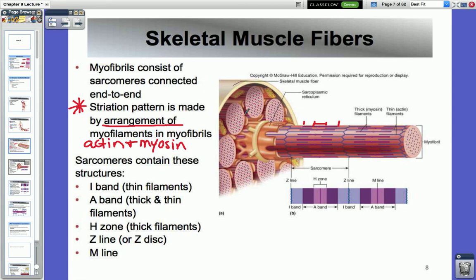And the last thing is the M line. If you were to look very closely at the H zone where these myosin filaments are, there's a little dot or knot right in the middle. That's going to be called the M line. Again, this visual image does a really good job of showing that.